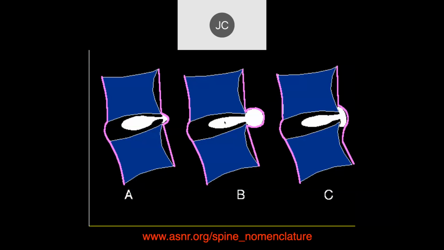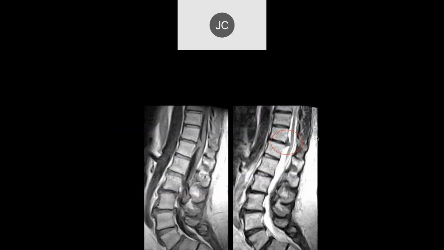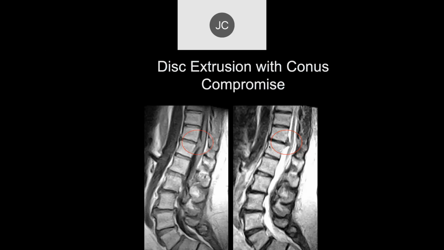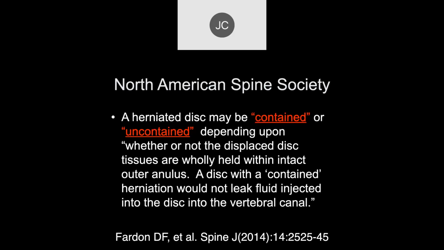And here are actually some examples of different extrusions where you can see that it's wider out here than it is in through the neck, different kinds of protrusion. And here's a nice focal disc extrusion. This is in more of a degenerative spine, but this is impressing upon the conus and producing a little bit of a compromise of the conus. Now, the next thing that you look for is whether the disc is contained or uncontained.